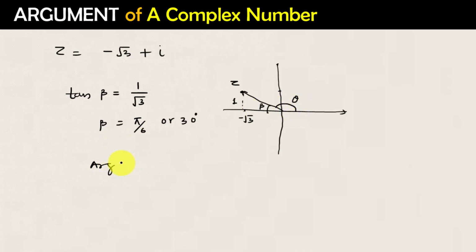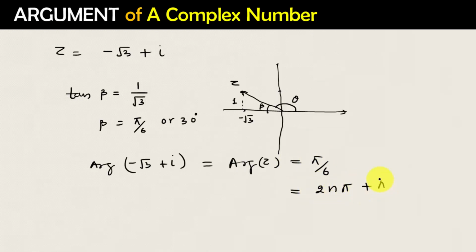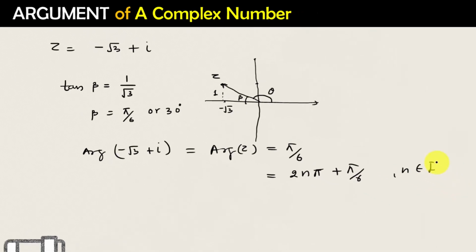So argument of minus root 3 plus iota, or in another word we can say that argument of z is equal to pi by 6, or you can say that 2n pi plus pi by 6, where n belongs to integer.